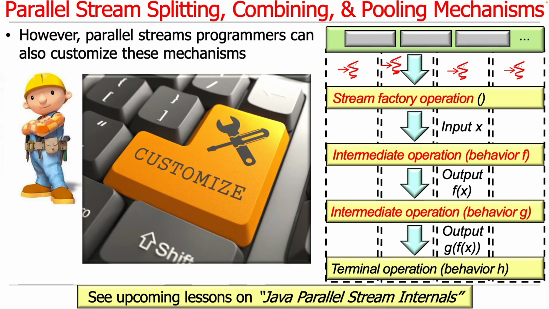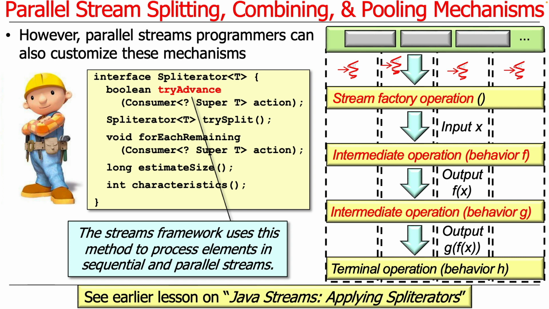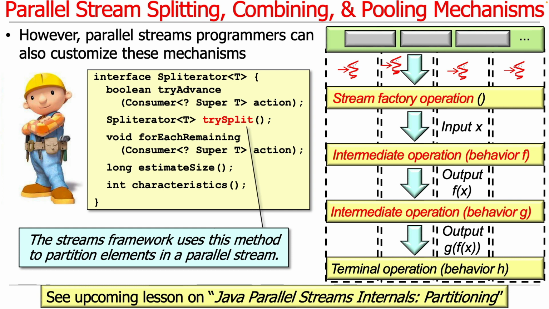So let's go ahead and talk about how you can customize this stuff. So as we've said before, you can define your own spliterator, which will implement the Spliterator interface. And we've talked before about how tryAdvance is used for sequential streams, and of course also for parallel streams, but they're used after everything's split up into chunks to then deal with things that are left over. And then the most important method for parallel streams that we haven't spent as much time on is trySplit. And this is the method that's used to partition the elements up in a parallel stream.